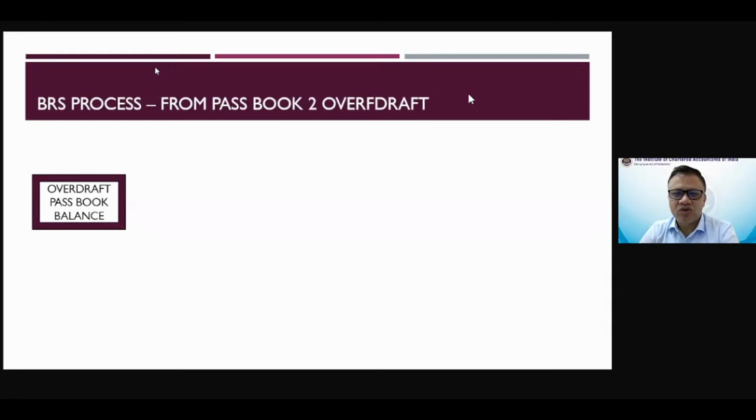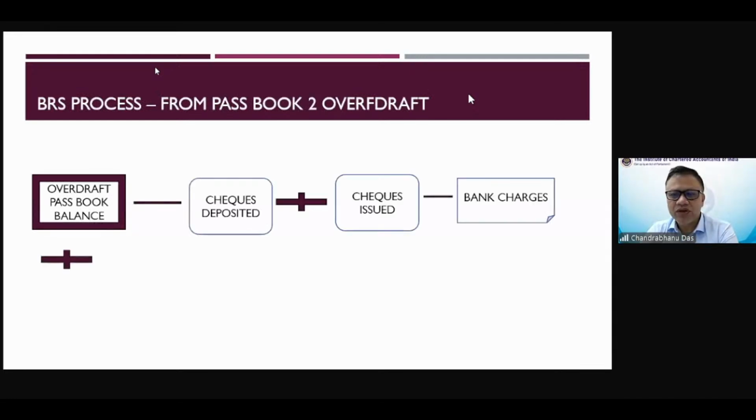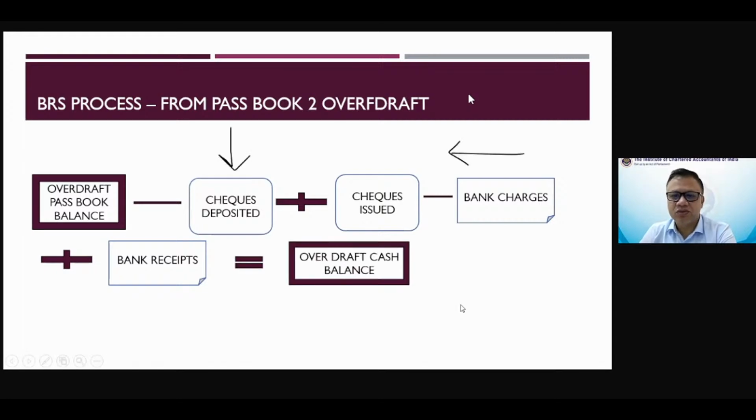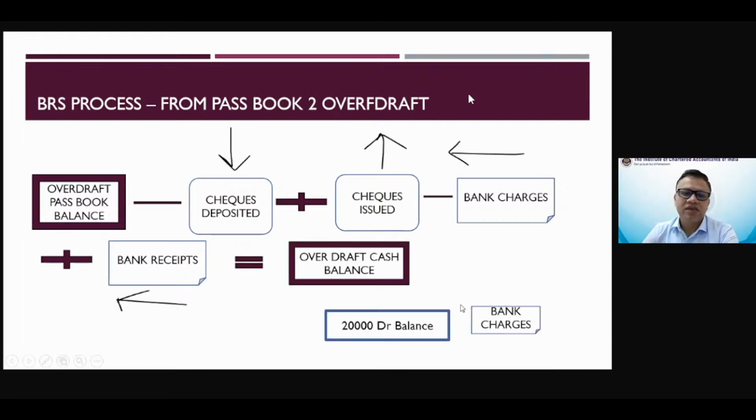The same thing I am showing here in the overdraft passbook. What we have done is just the reverse. We have subtracted the checks deposited, because as I told you, the passbook is the mirror image of the cash book. So we have subtracted the checks deposited, added the checks issued, subtracted bank charges and added bank payments. In that case, you get an overdraft cash balance. To explain this point, suppose 20,000 is the unfavorable or credit balance in the cash book. Similarly, a 20,000 debit balance is the unfavorable balance in the passbook, because for a cash book, a credit balance is unfavorable.